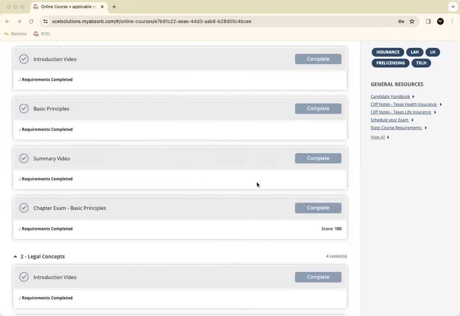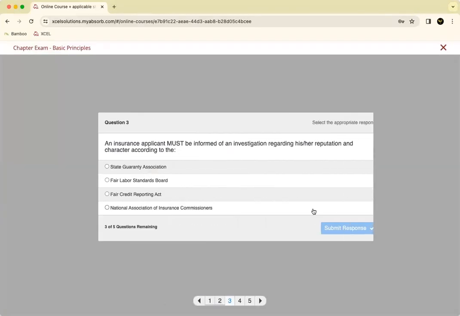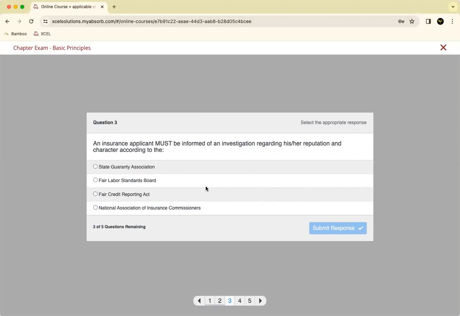But once you clear these out, my recommendation is to go straight into the chapter and just study and learn from the questions and answers they ask you. For example, an insurance applicant must be informed of an investigation regarding his or her reputation and character according to the... Now, if I had no idea what this was, I'm going to try to use context clues or see if there's something that makes me think of what it could possibly be.